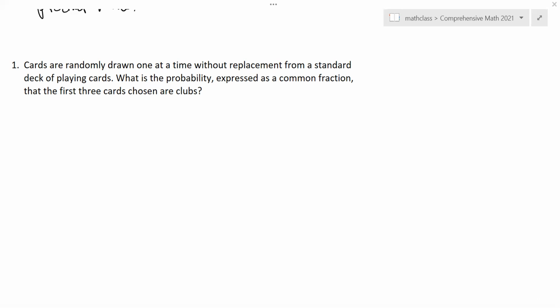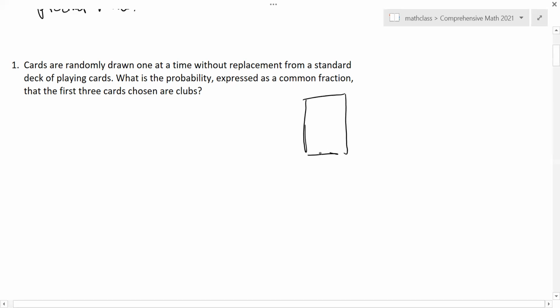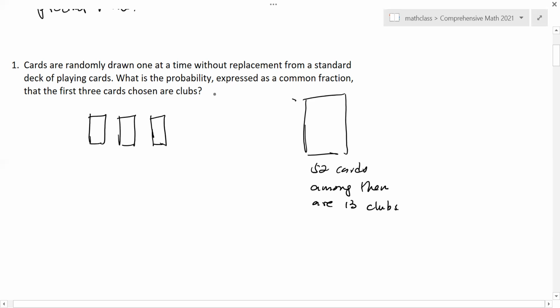Let's say here's a deck of playing cards. We have a total of 52 cards there. They're different. Among them, how many are clubs? You have to know this part. Among them are 13 clubs. That's important, otherwise you cannot solve the problem. All right, so you're going to pick up one by one and put it here in order: the first one, second one, third one. They're coming from here.